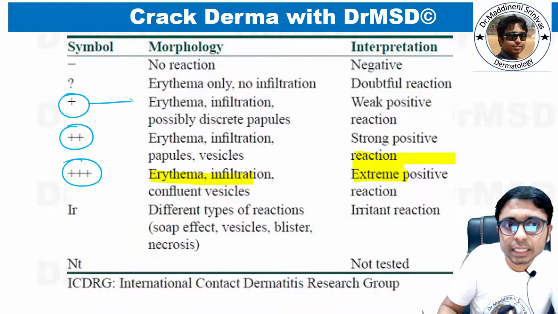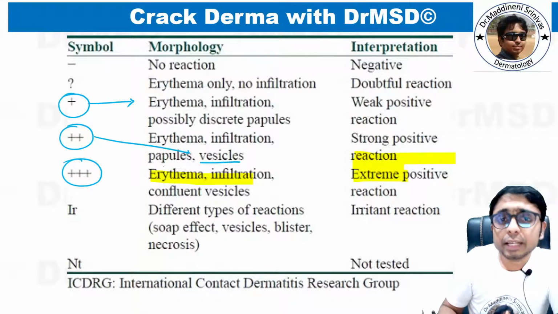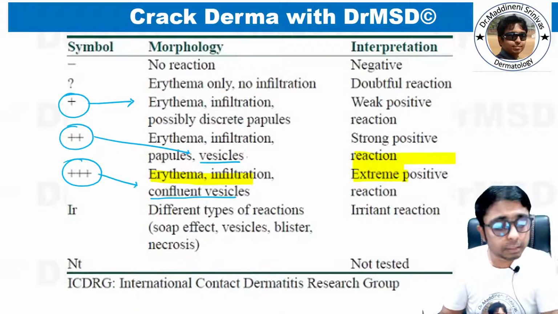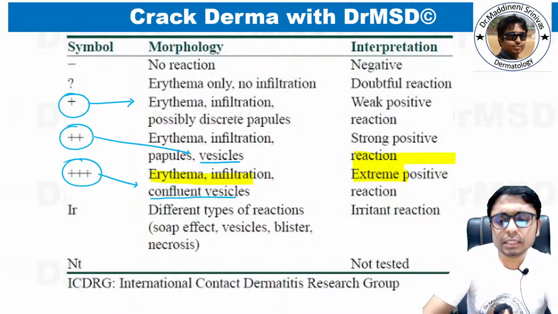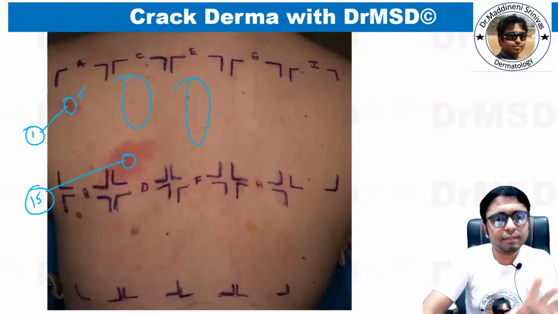So if there is only erythema, we will say 1 plus. If there is some vesiculation seen, double plus. And if there is a lot of vesiculation, confluent vesicles if they are there, we are going to call it plus 3. Okay, so this is how we can grade a patient according to the findings which we get.